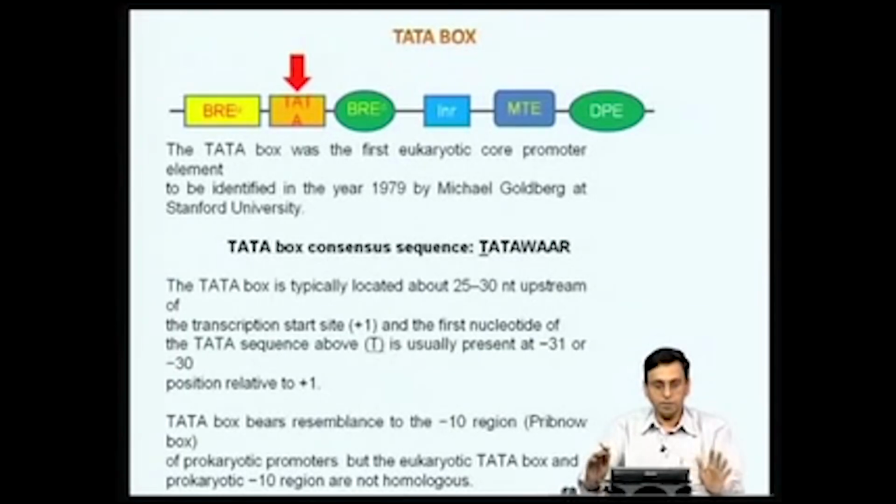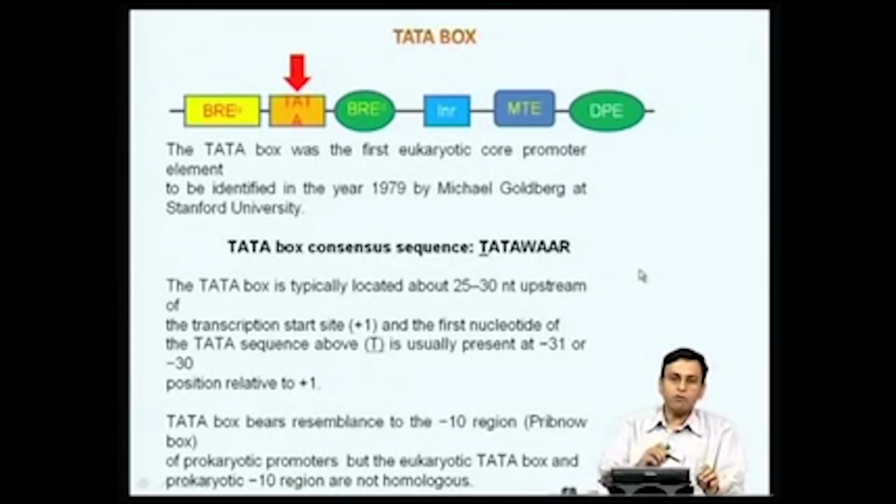The first and foremost core promoter element which was identified is the TATA box. The TATA box was the first eukaryotic core promoter element to be identified, in 1979. Actually, it was in the PhD thesis of a person called Michael Goldberg at Stanford University. He identified that eukaryotic protein coding genes contain a sequence called the TATA box, which is recognized by the basal transcription machinery and is essential for transcription initiation.